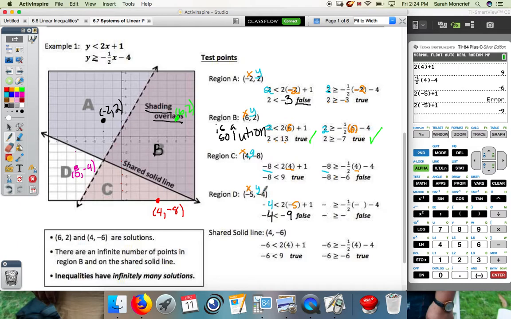So this one's false for the first inequality. All right, let's check it for the second inequality. Again, what are we plugging in for y? Negative 4. And what are we plugging in for x? Negative 5. So let's check that one out.